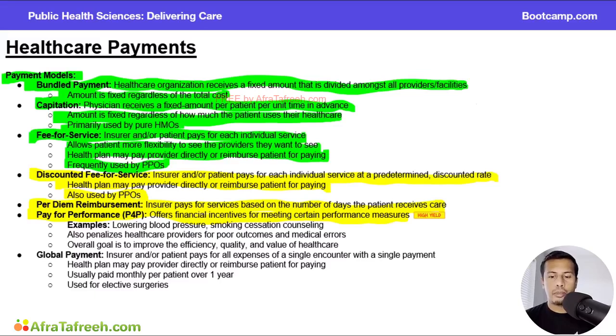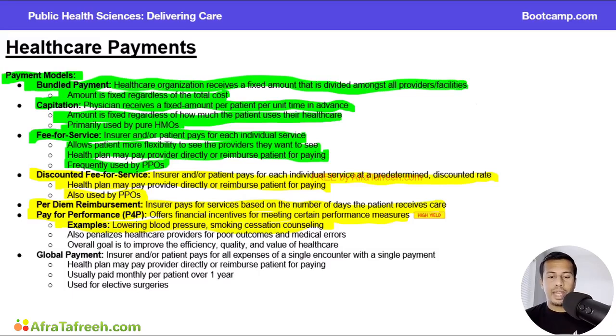Some examples of some of these performance measures, and this can vary as well, are things like lowering blood pressure, smoking cessation counseling. Remember, previously we talked about disease prevention and management. One of the things that's becoming more and more important is disease prevention. So doing these preventative measures like lowering blood pressure so that a patient doesn't get hypertension, or smoking cessation so that a patient doesn't get lung disease or COPD or what have you, those kinds of things with this model would get reimbursed. And that sounds like a really great thing, right? The incentives can be as high as 25% of a provider's income. So there is a lot of incentive to be had there.